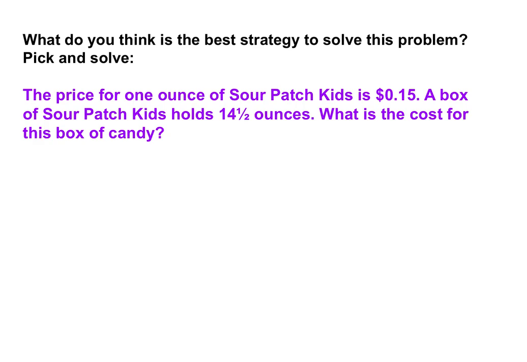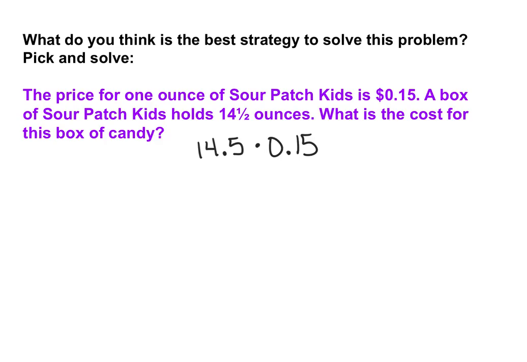So we need to multiply that 14.5 ounces times 15 cents because it's 15 cents per ounce. So we're going to first make our 14.5 look like a decimal. So 14.5 times 0.15.